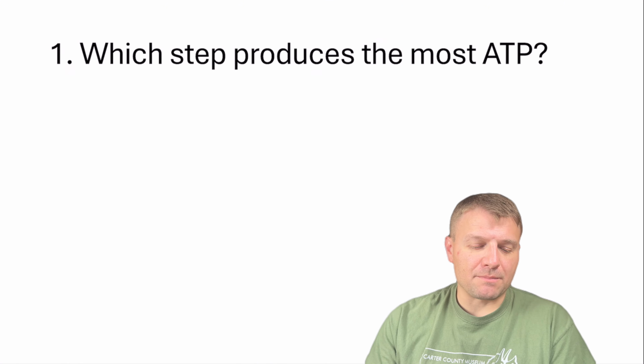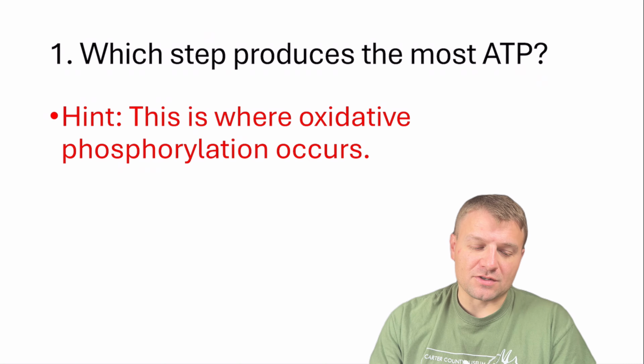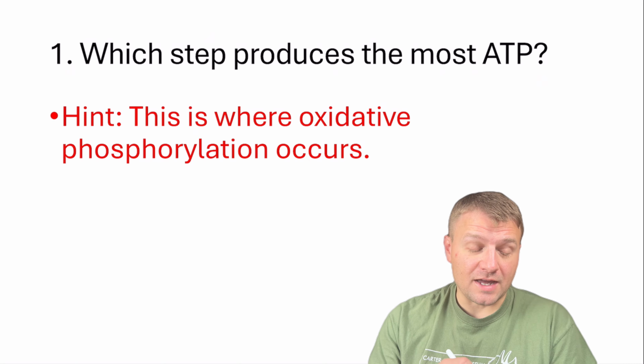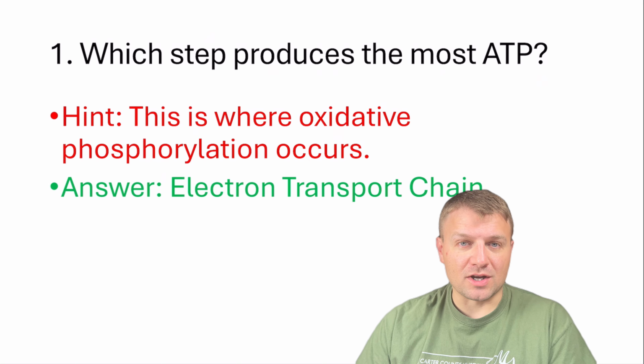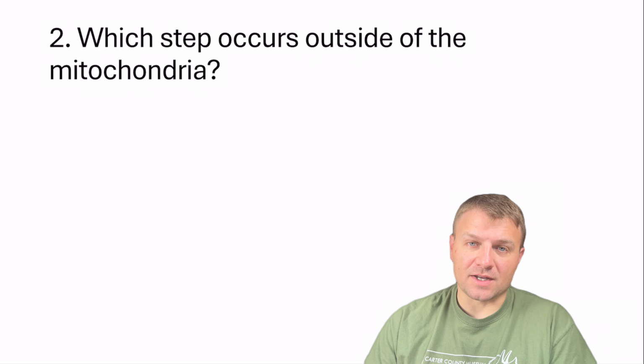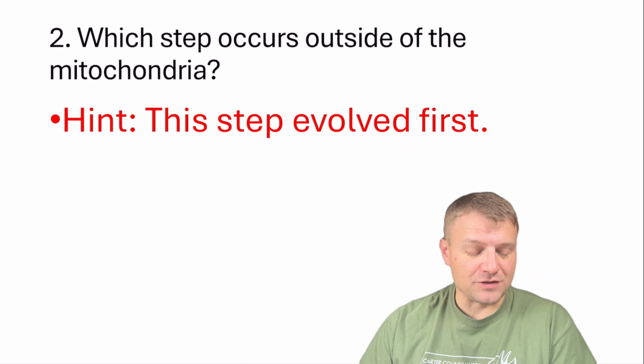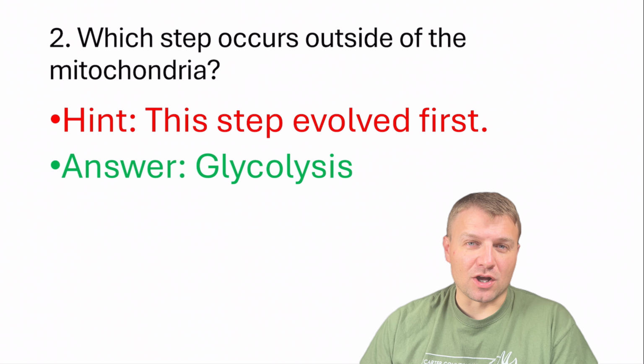First question, which step produces the most ATP? The hint here is this is where oxidative phosphorylation occurs. So if you know where that occurs, you know this step. The answer here is the electron transport chain. Second question, which step occurs outside of the mitochondria? The hint here is that this step evolved first, and that kind of gives it away. The answer here is glycolysis.